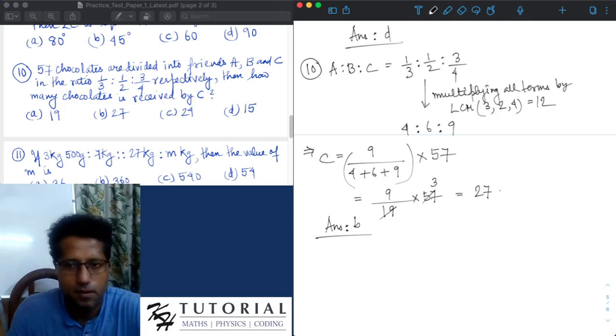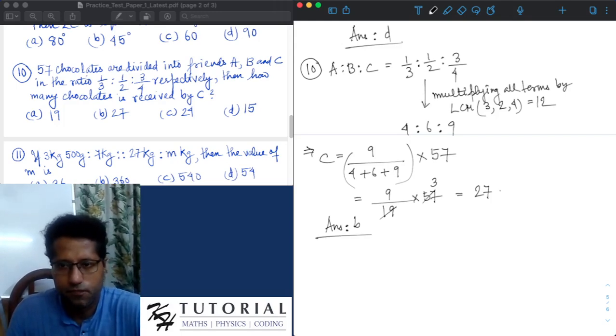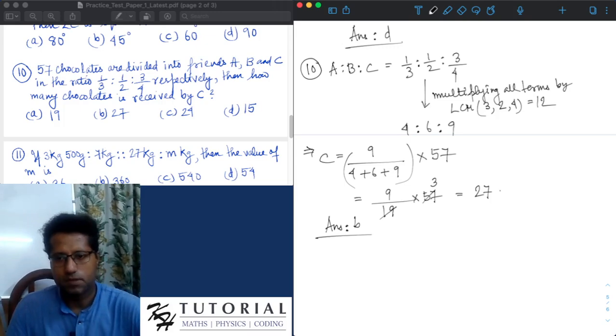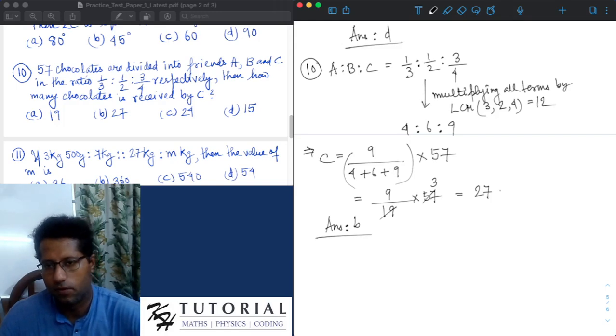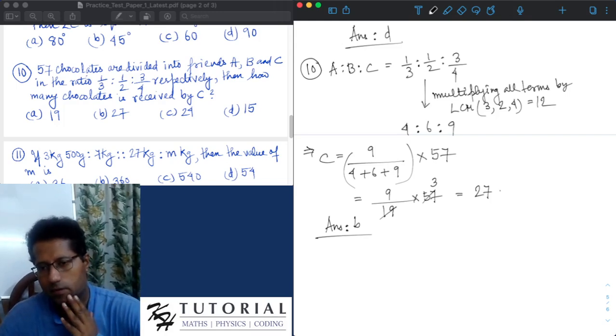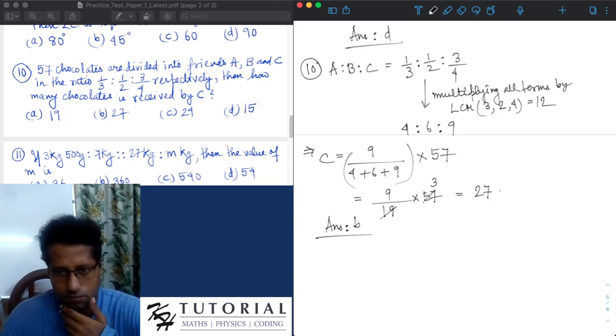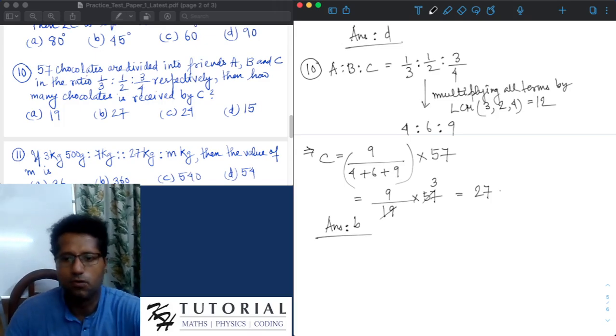So this was applying the direct formula that if a quantity is divided into 3 parts, A, B and C, and their ratio is given, then you get the value of C by multiplying the fraction, where the fraction is the C term in the ratio divided by the sum of all the terms, and then this fraction multiplied by the total amount, that is A plus B plus C. Okay.